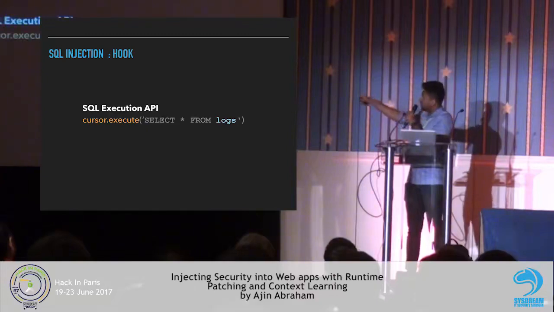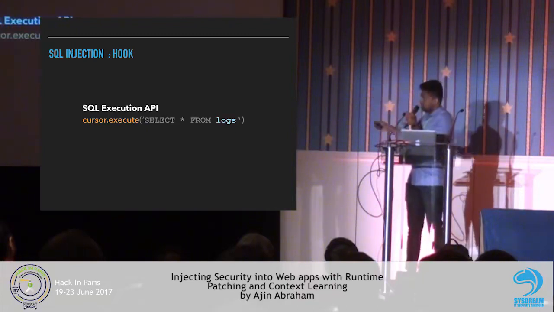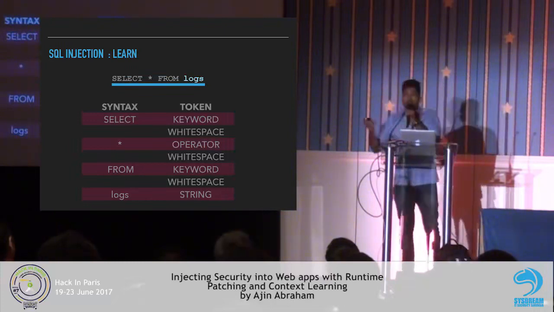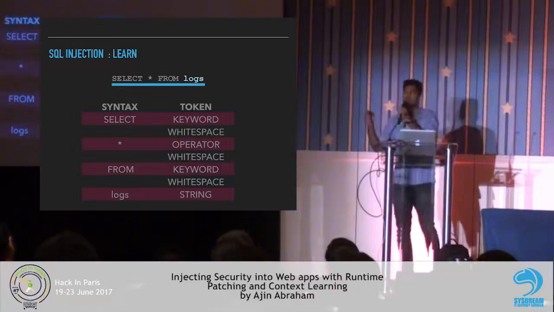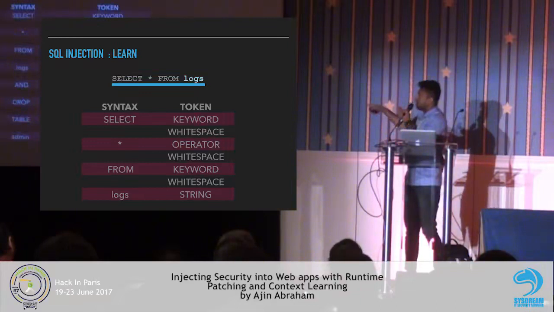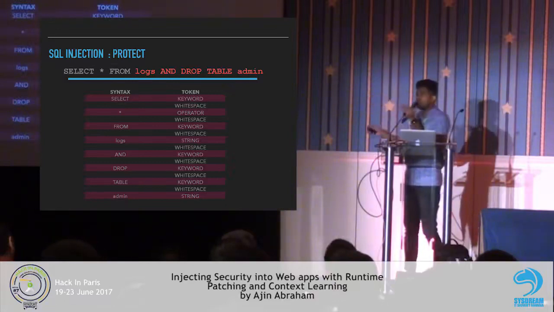What we do is we hook into cursor.execute, and we use monkey patching to extract the statements, that is select star from logs. We do a lexical analysis of this. Select star from logs will come down as select is a keyword, then there's a white space, and so on and so forth. So you get a structure, you get tokens. For that particular line of code in the application, we have a context which tells you exactly this is a structure. And the next time an attacker tries to inject something, it changes everything when you do a lexical analysis, and we can precisely detect it and block it.